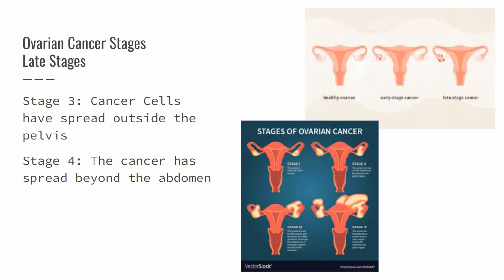Stage 4 is when the cancer has spread beyond the abdomen portion of the body. So now the cancer is spreading to organs such as the lungs or the spleen, etc. At this point, cancer has spread almost all throughout the body.